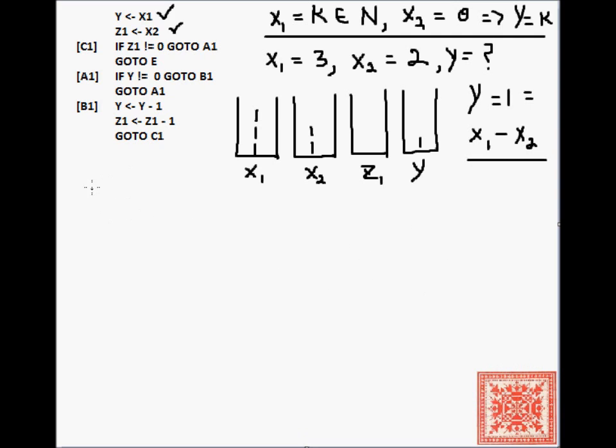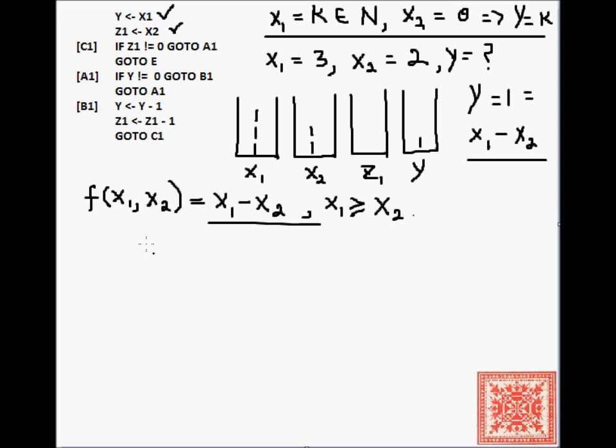All right. And that is indeed what this function computes, because it'll essentially assign the value of x1 to y and then subtract the value of x2 from it by repeatedly subtracting it z1 times until z1 gets to be 0. So it works fine so long as x1 is greater than or equal to x2. But what happens if x1 is less than x2? The value of y becomes 0 before the value of z1.